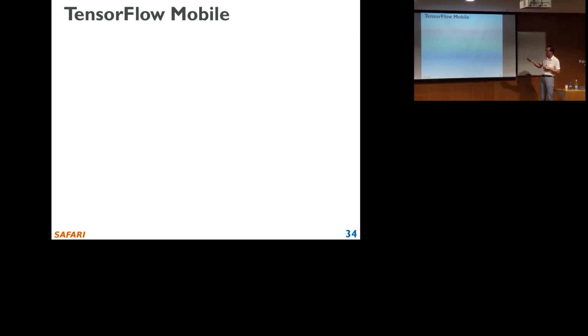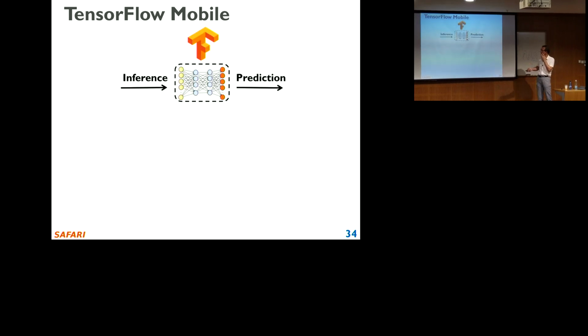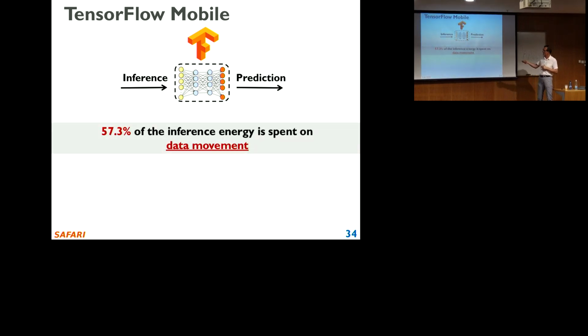We've also examined TensorFlow Mobile. This is basically the inference engine that executes in Android phones, and it's basically a neural network. You want to do inference, and that gives you a prediction. And it turns out that 57% of the inference energy in the neural networks that we examined, and we used a bunch of neural networks to examine this, is spent on data movement.